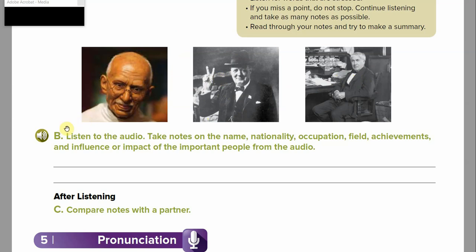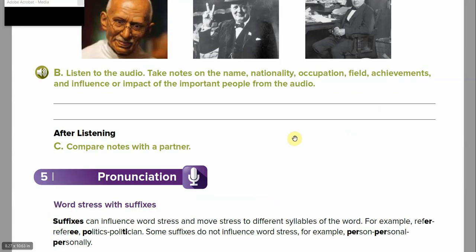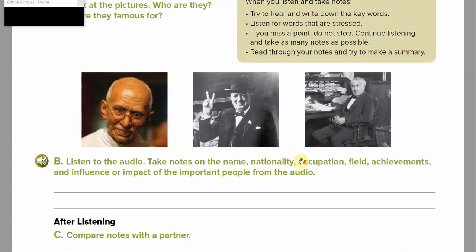So in your exercise, listen to the audio as many times as you need and do the audio 1 for Gandhi and the last audio for Thomas Edison. If it was me, I would write their names, Gandhi, Edison, and then I would write nationality, occupation, field, achievements, and as I was listening, I would write it really quick like that. So you can do this here, wherever you have space. So that's it for that one.